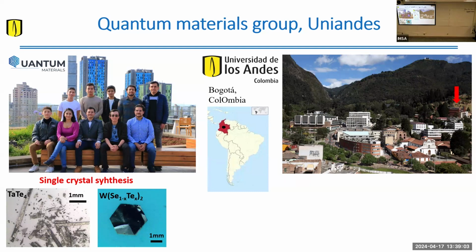For example, this is a transition metal dichalcogenide in which we have found that by doping tellurium into tungsten diselenide, we found multiferroicity in this family of materials. And this opens the gate to multiferroic two-dimensional devices, which are very promising. So we are very happy about that.